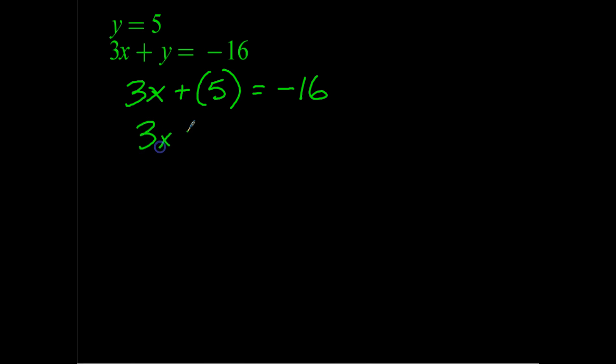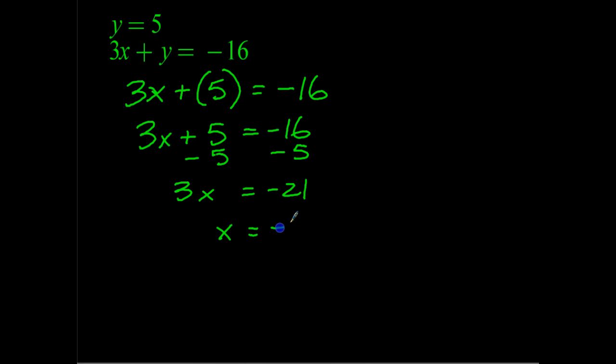Okay, and then I can go ahead and solve from here. I can say 3x plus 5 is equal to negative 16. I'll subtract 5 from both sides. I get 3x is equal to negative 21. Divide by 3, and I get x is equal to negative 7. And so then I know that when x is negative 7, y is going to be 5. I can go ahead and check this again. 3 times negative 7 is negative 21. Negative 21 plus 5 does, in fact, equal negative 16.